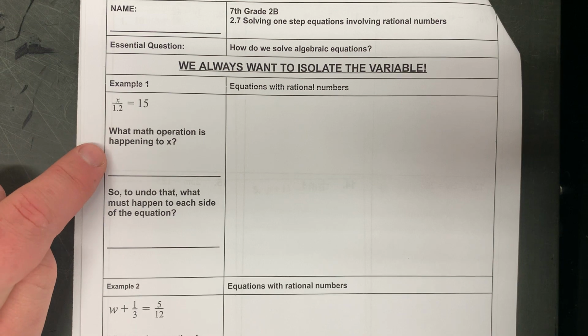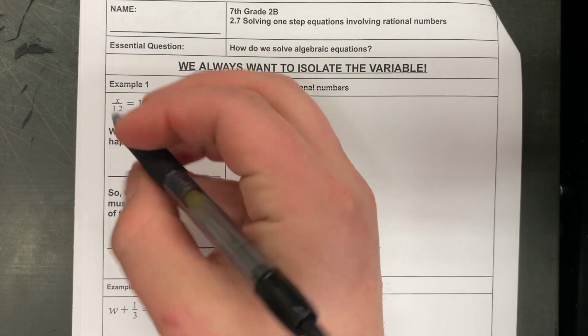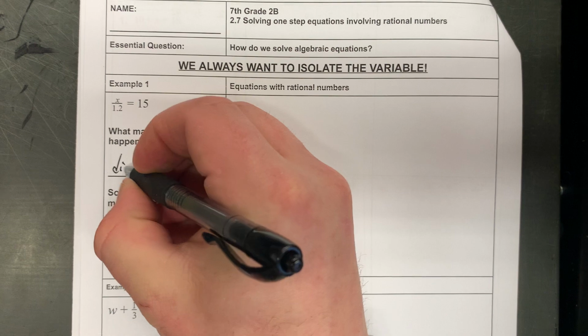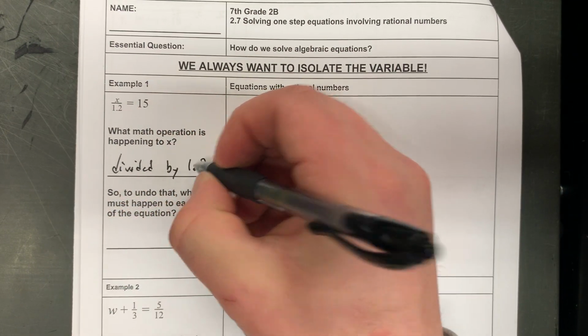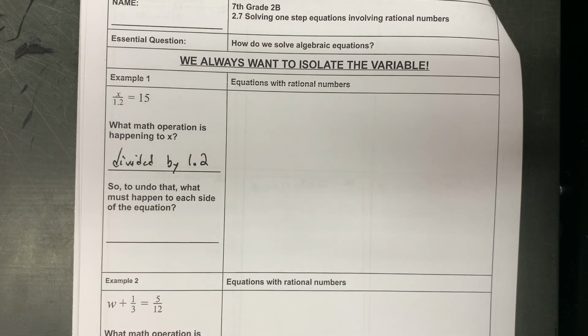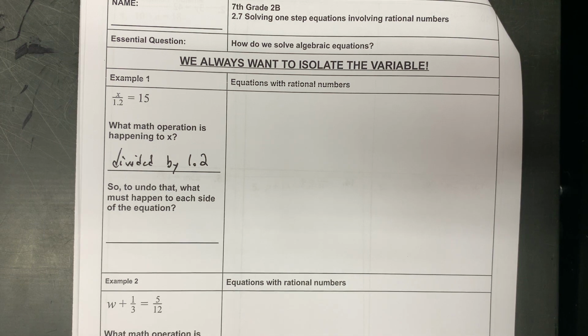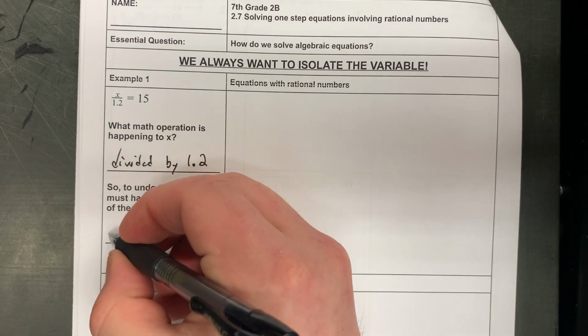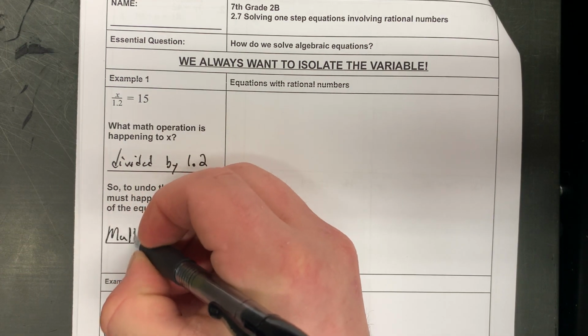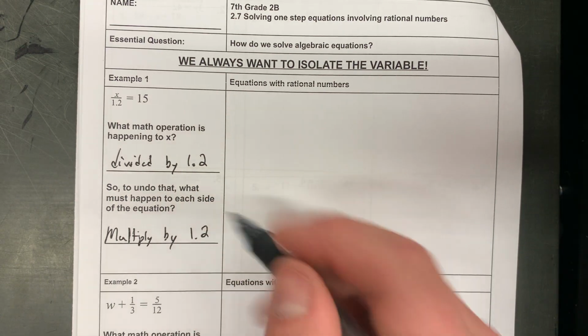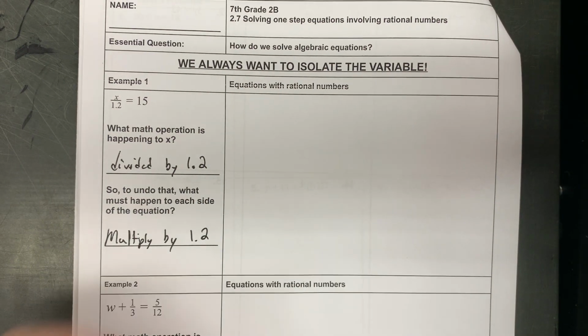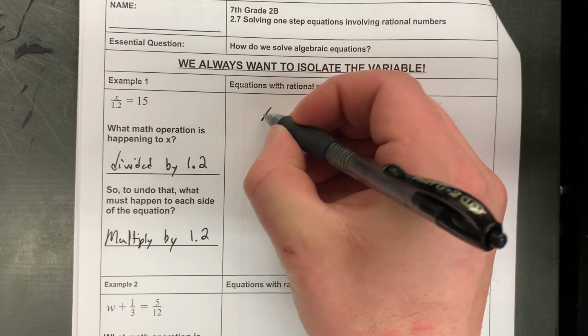So what math operation is happening to x? It's being divided by 1.2. So to undo that, what must happen to each side of the equation? I know that the inverse of division is multiplication, so I'm going to need to multiply instead by 1.2. Remember, we're always using the opposite. Inverse and opposite mean the same thing. Let's go ahead and solve this equation now.